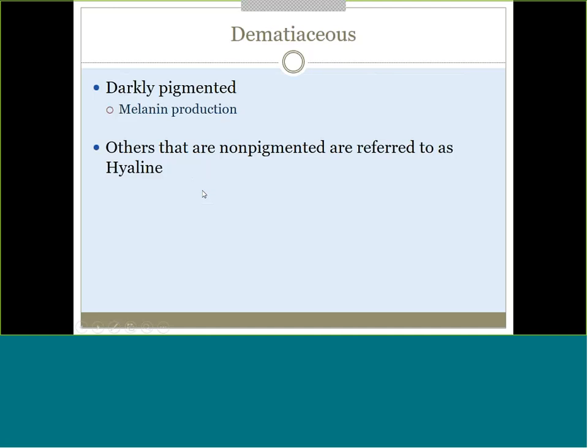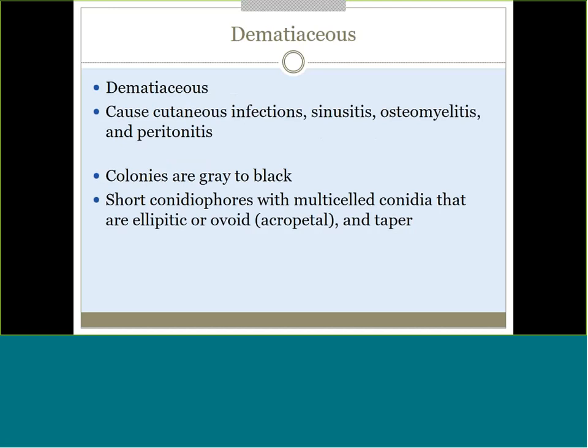All right, and then we have a category that we call Dimorphic. Basically, this is fungus that are darkly pigmented is what it means by Dimorphic. So they have a melanin production. So most others we always call hyaline because they're non-pigmented. These ones have a pigment to them. They have a melanin production.